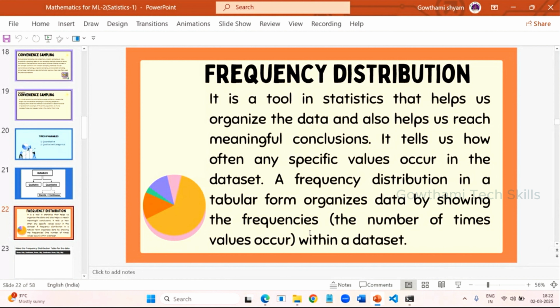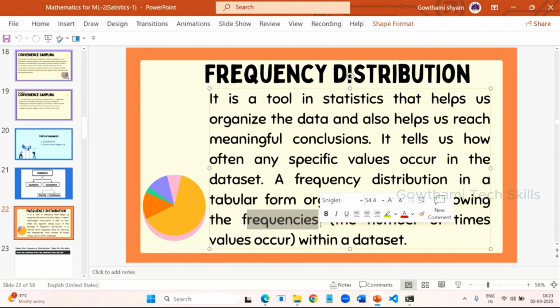For example, if you take any data set, say I'm having a flowers data set. In that flowers data set, in every state there might be the same category, the same kind of flowers. So in Karnataka, what is the count of the rose? What is the count of the lily? That means you are just getting how many values are present in the data in that particular category. So the frequency is nothing but the count of a particular data present in the data set.